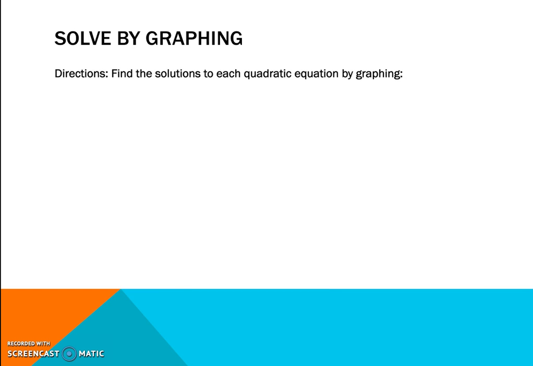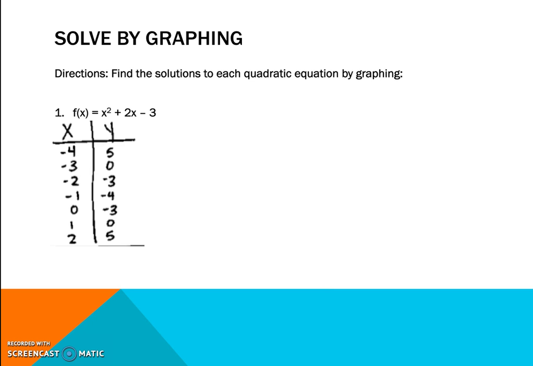Solve by graphing. Directions. We're going to do some examples here. So we're going to find the solutions to each quadratic equation by graphing. The first one is on your note sheet. The function of x equals x squared plus 2x minus 3.